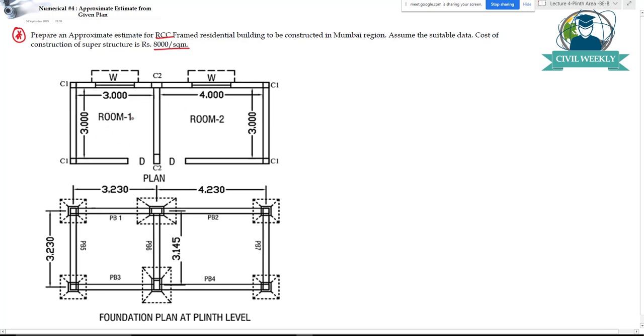So from this plan we have to construct two rooms. Let's say the dimensions are in meters. One room has a dimension of 3 by 3 meters and the other room has a dimension of 4 by 3 meters. Okay, so these two rooms we have to construct, and the cost of construction of superstructure is given to us as 8,000 rupees per meter square, and we have to solve this particular numerical using the plinth area method. So how will you approach this kind of numerical?